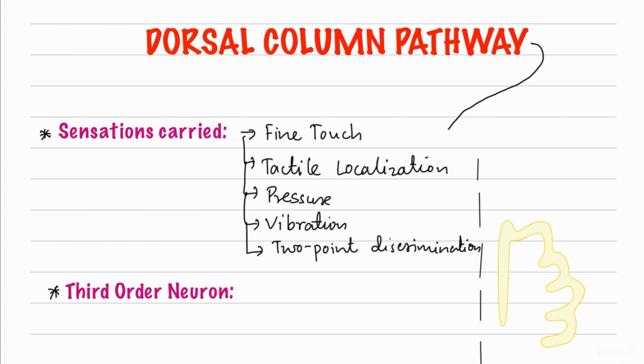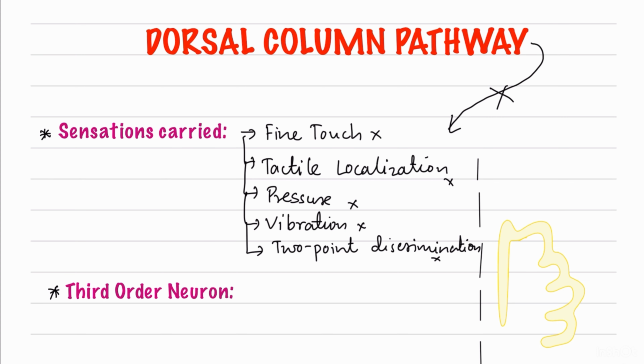So what is the importance? If the dorsal column pathway is injured, you will lose your fine touch. You will not be able to localize. If someone touches you, even if you can perceive some sense of touch, you will not be able to localize exactly where you are being touched. You also lose pressure sensation, and vibration and two-point discrimination will be lost. So that's about the dorsal column pathway.